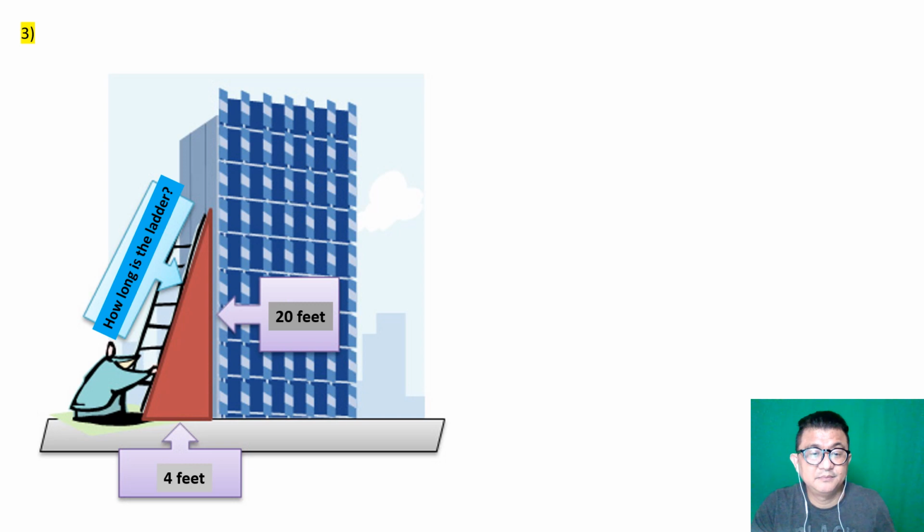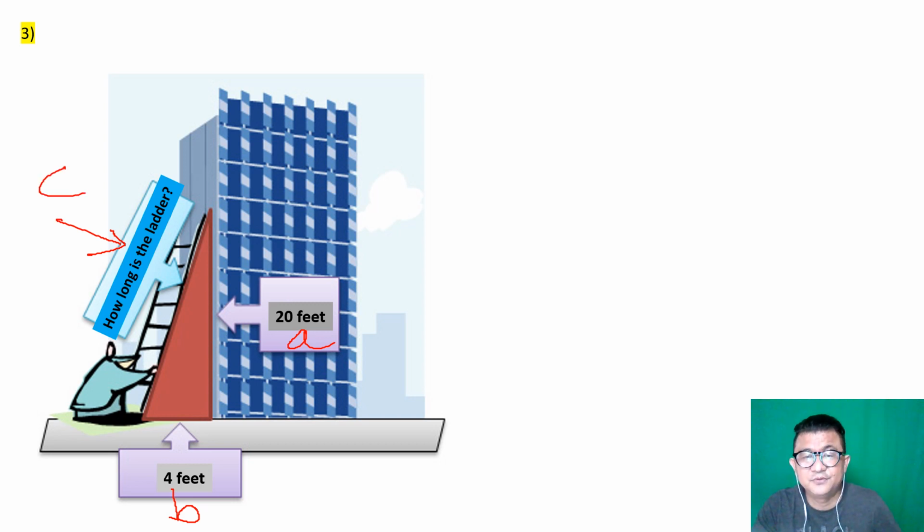Okay, for the next problem, I could say that firemen should know the Pythagorean theorem. If you're the fireman, you want to know how long the ladder would be. If you know the distance here is 4 feet and the distance there is 20 feet, you could see the right triangle, right? Okay, so if that's the right triangle, definitely you could be the A, you could be the B, those are the legs, and the longest side, the ladder. The ladder is the C.